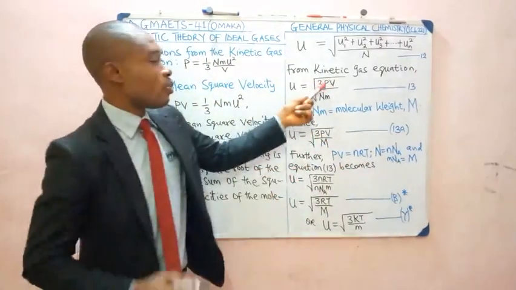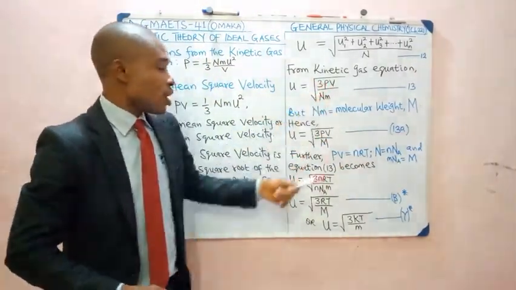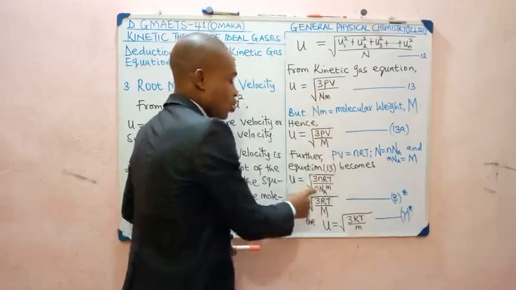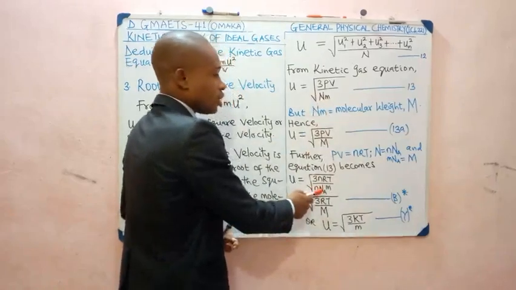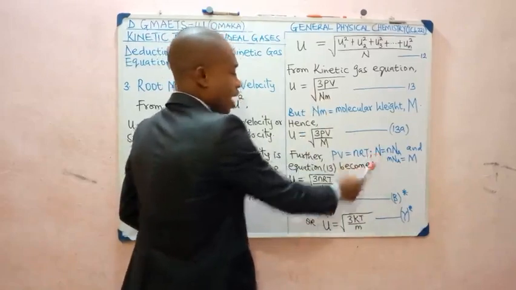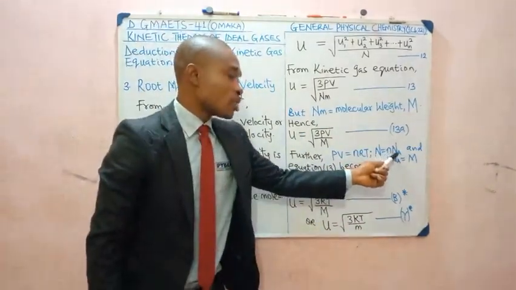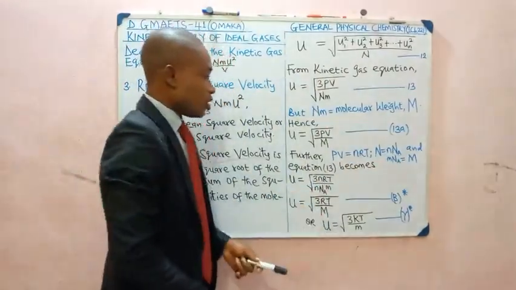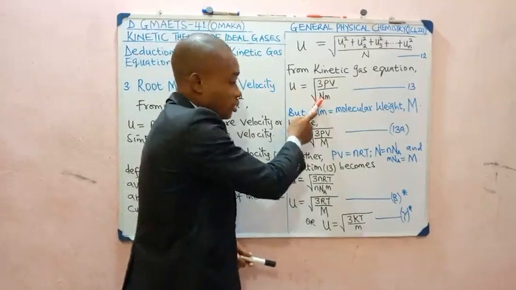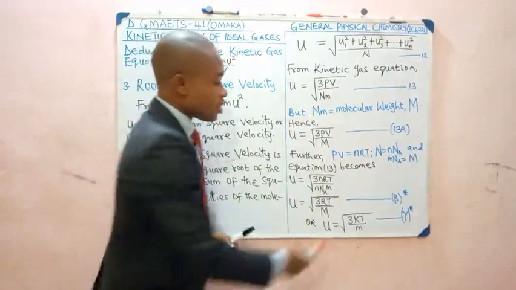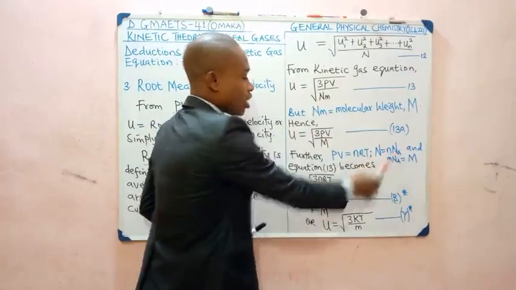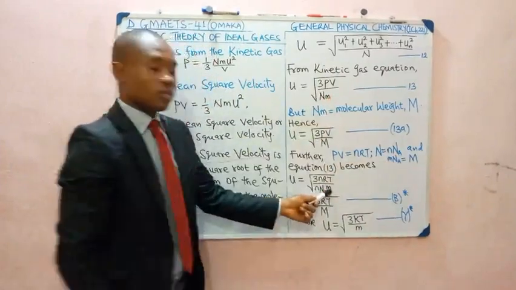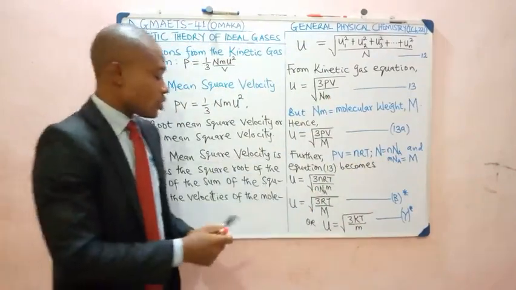What do we do? PV, we replace it with nRT. Then Nm, that is this N here, we're going to replace it with number of moles times Avogadro's number, because we know that total number of molecules is actually equal to number of moles times what? Avogadro's number. So if we replace this PV with nRT and then replace the total number of molecules of the gas with number of moles times Avogadro's number, we're going to get this equation. The denominator will be multiplied by mass of one molecule. You can say that. Then what happens?